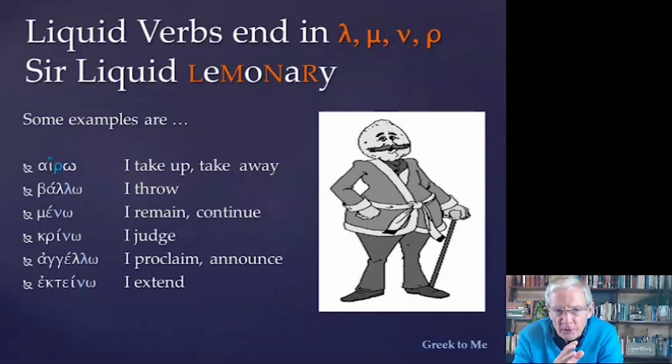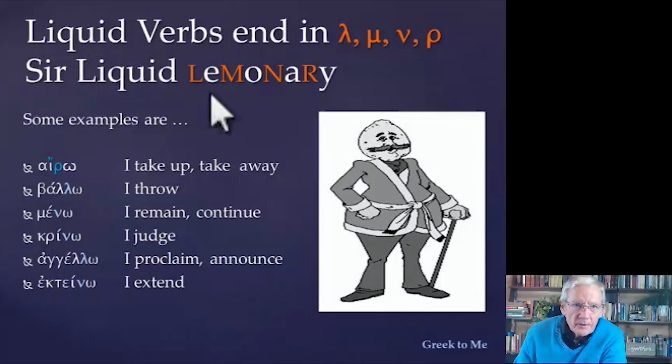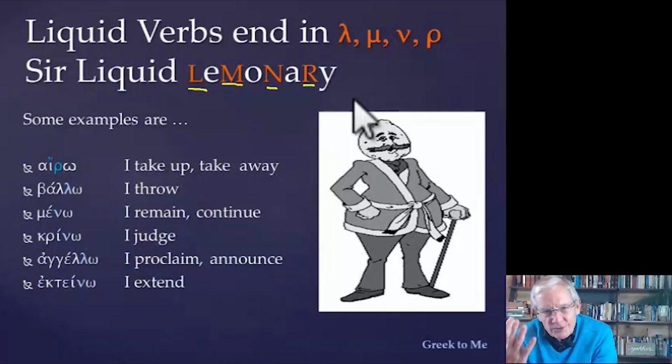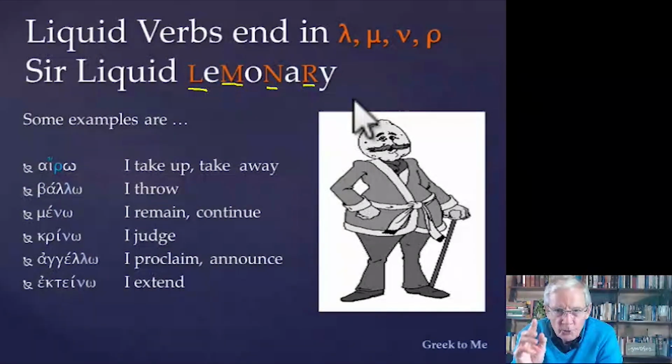But I want you to notice something, that their stem ends in one of those four letters: lambda, mu, nu, and rho. And it's pictured here by this funny little character off to the right. He's called Sir Liquid Lemonary. And I want you to notice sort of an acrostic that we have there with the L for the lambda, the mu, the nu, and the rho. So lemonary reminds us of those four consonants: lambda, mu, nu, and rho.